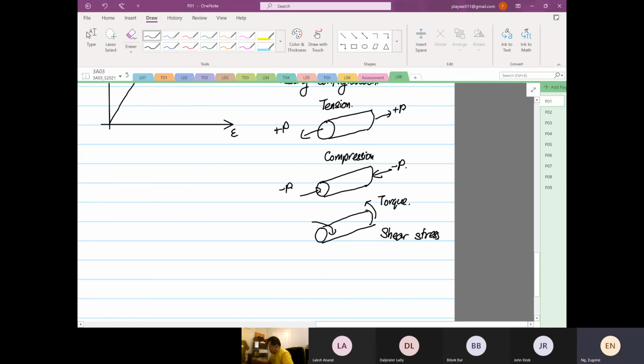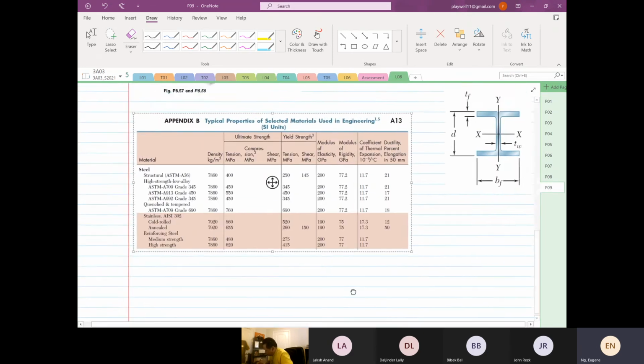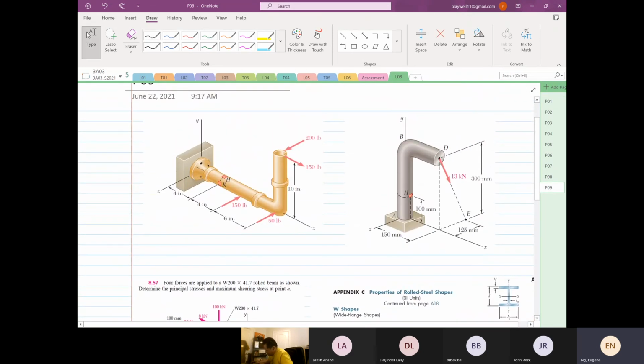Now, if we look at a structure, if we look at our problem, I'm going to give you this problem.